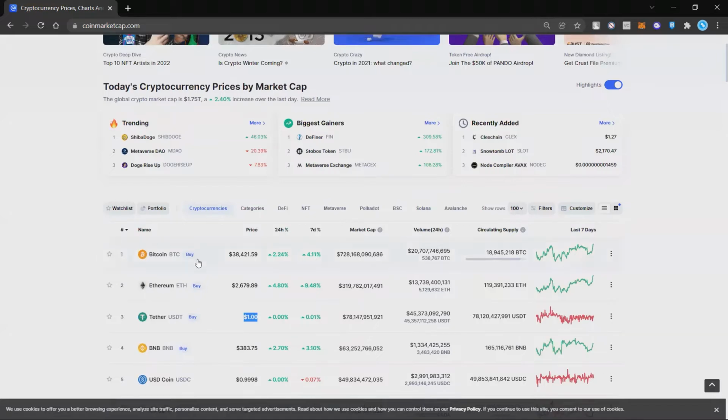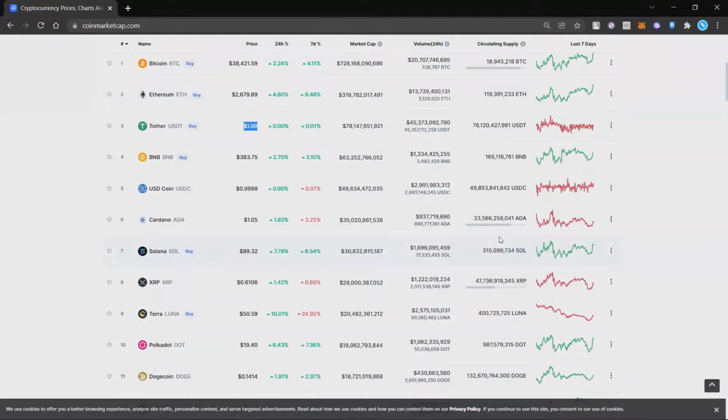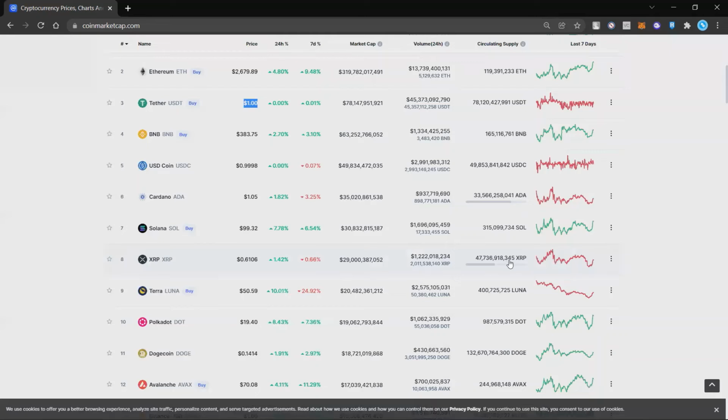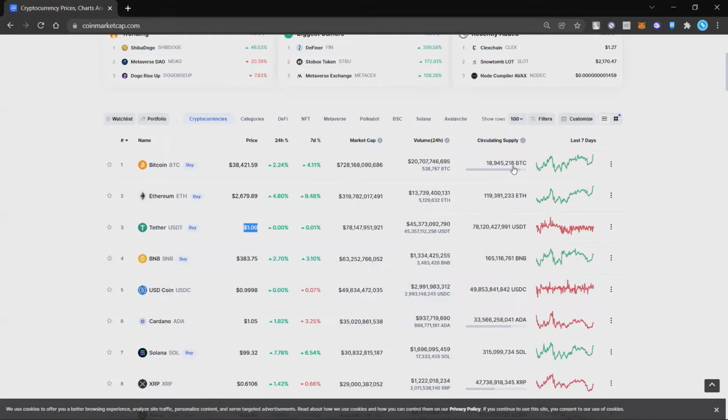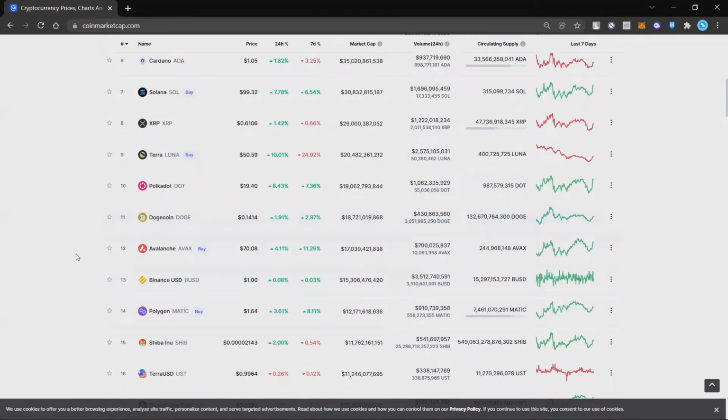Next is the max supply and circulating supply of the coins. So thankfully on CoinMarketCap, you can check out right here, circulating supplies. Just hover over it, you see the circulating supply and the max supply shows up. So for Bitcoin, we have those values right there. Other coins like XRP, we have those values right there. You can see the max supply of XRP is a lot more than Bitcoin's. And then you can see that for all different coins right here.